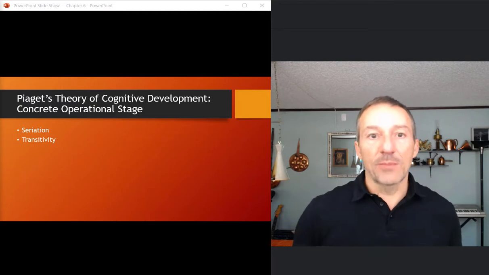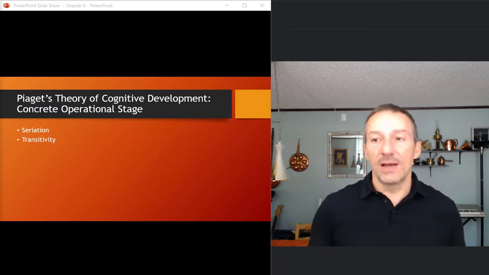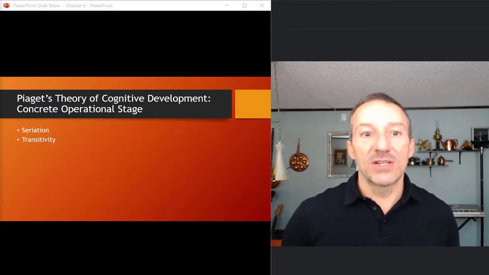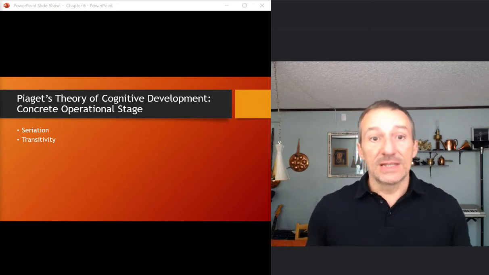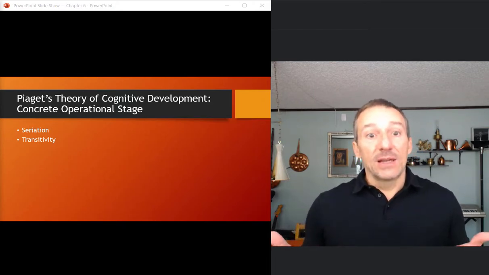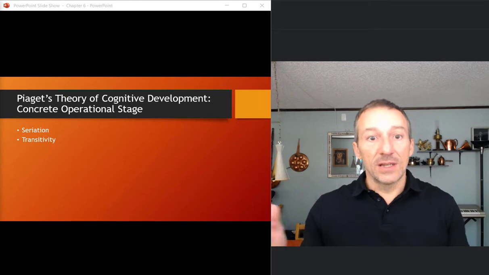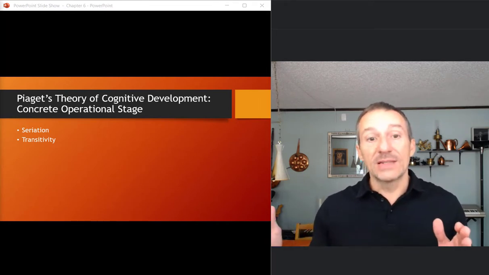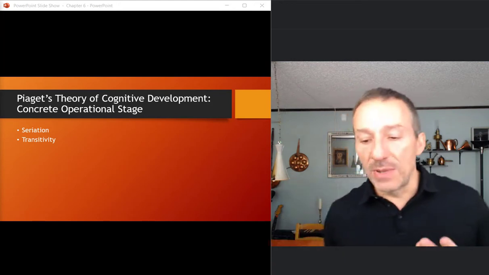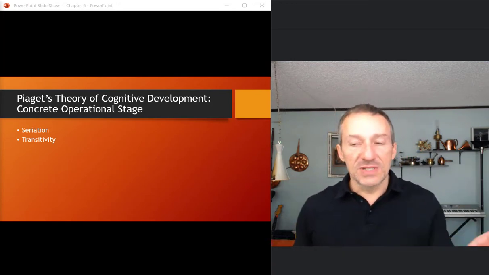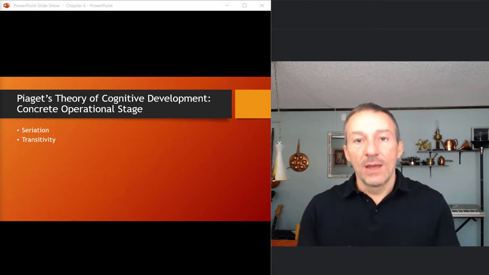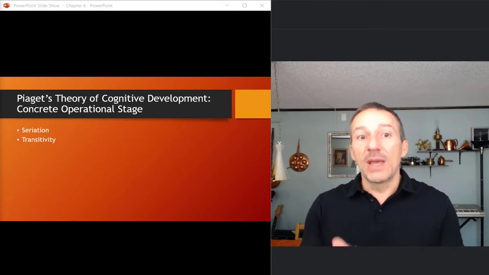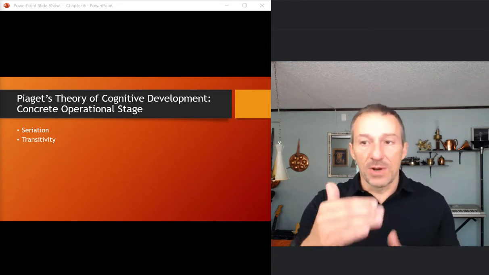A couple of other things they can do: seriation. This is a concrete operation that involves ordering stimuli along a quantitative dimension, such as length. As an example, if you have 8 sticks from shortest to longest, the little kids may not be able to put them from 1 to 8. They may be able to do 2 different groups, though. They may be able to say, here's a group of short sticks and here's a group of long sticks. A kid at this stage will be able to take all 8 sticks and put them out quantitatively from shortest to longest.